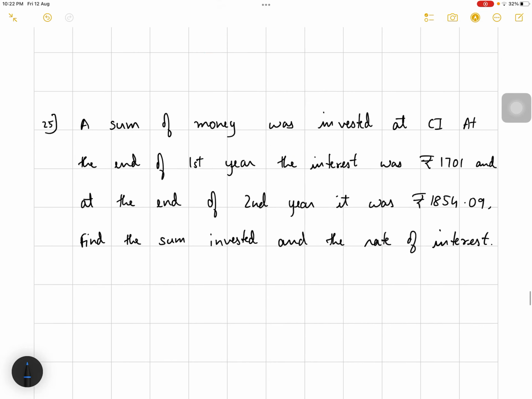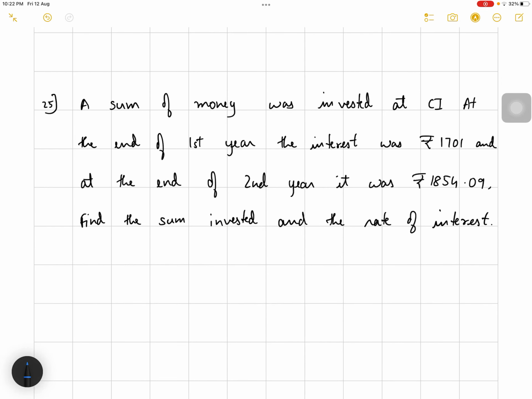Now let's solve the next question. A sum of money was invested at compound interest. At the end of the first year, the interest was rupees 1701, and at the end of the second year it was rupees 1854.09. Find the sum invested and the rate of interest.